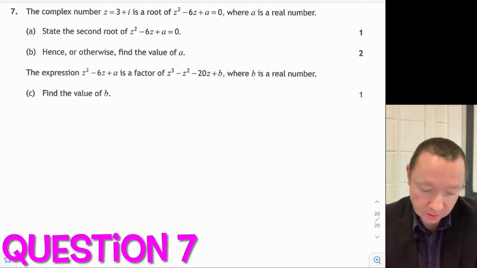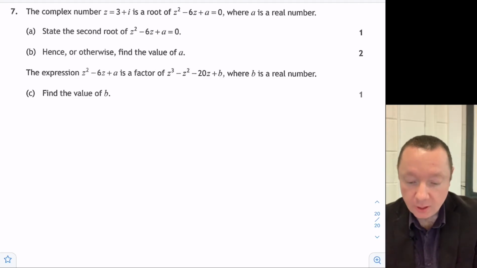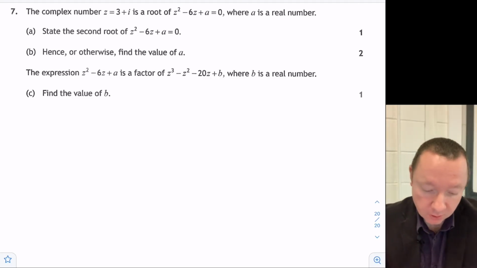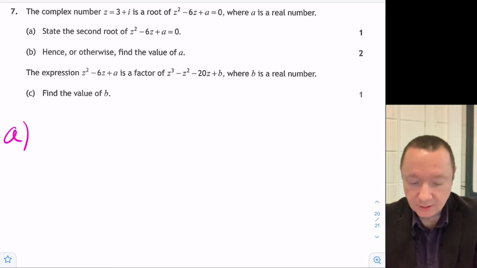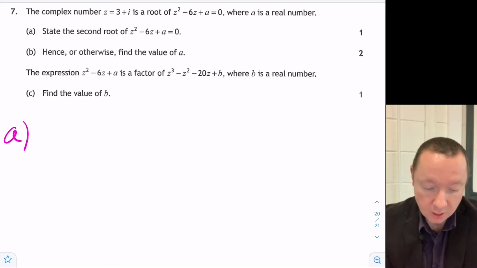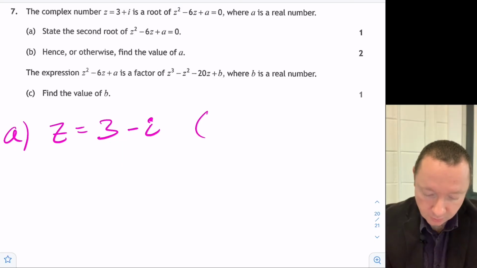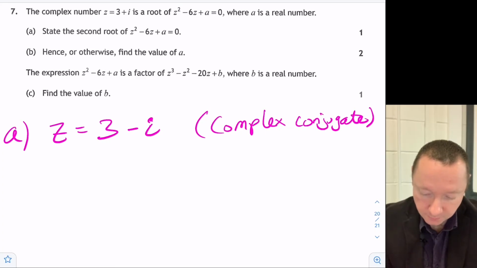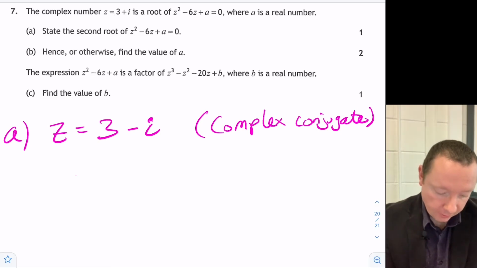Question 7, the complex number z equals 3 plus i is a root of z squared minus 6z plus a equals 0, where a is a real number. Part A, nice and simple, state the second root of z squared minus 6z plus a equals 0. Well, that is just going to be z equals 3 minus i, in other words, the complex conjugate of our original z.